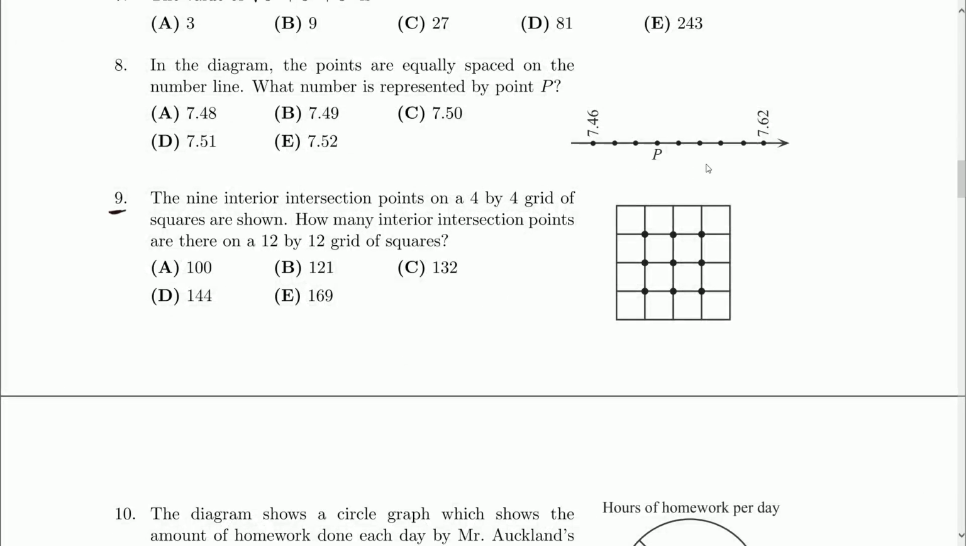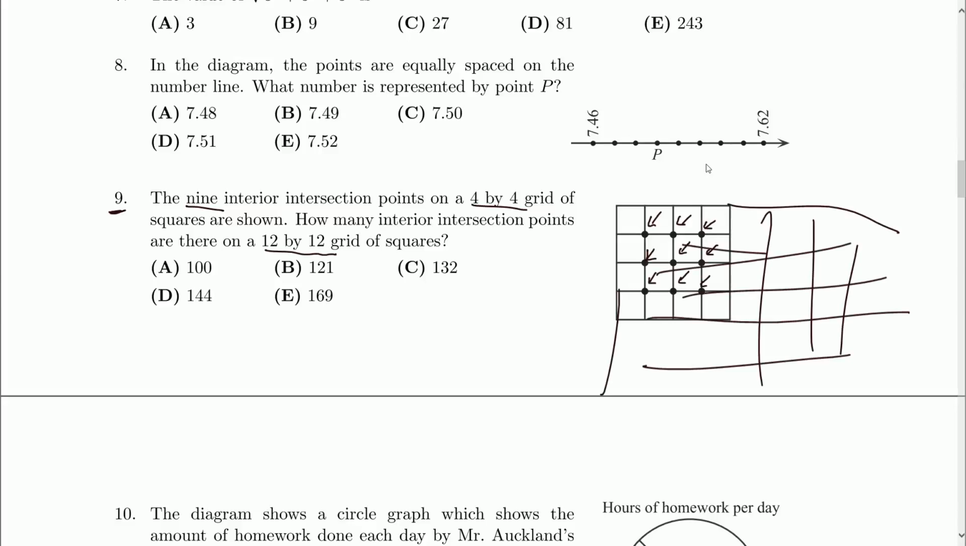Root Beer here with question number 9 on our grade 9 Pascal paper. The 9 interior intersection points on a 4x4 grid of squares are shown. 1, 2, 3, 4, I'll have arrows pointing at them. 4, 5, 6, 7, 8, and 9. These highlighted dots here. How many interior intersection points are there on a 12 by 12 grid? So a much, much bigger grid.